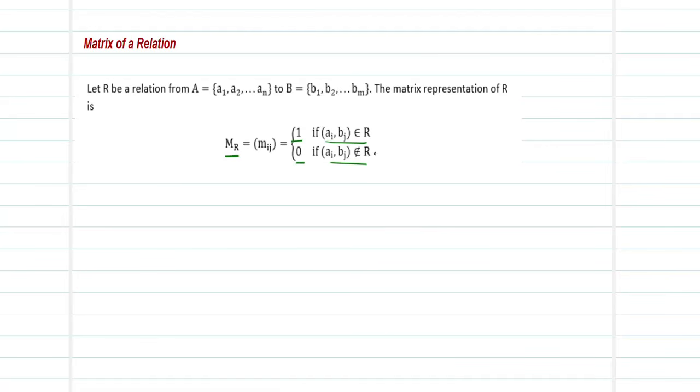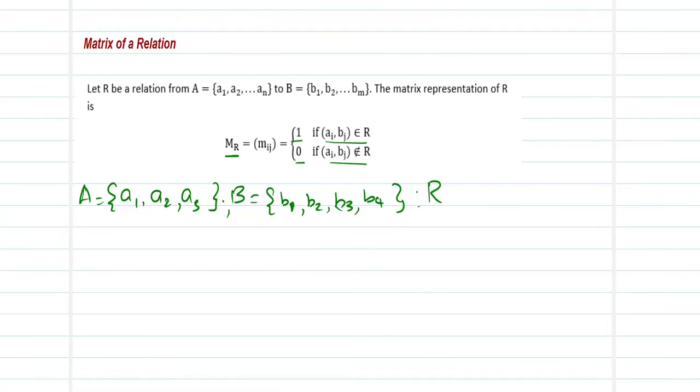Now, let us say, for example, A is the set that contains A1, A2, A3, and B is the set that comprises B1, B2, B3, and B4. Let R be the relation defined from A to B as (A1, B2), (A2, B3), (A3, B2), and (A3, B4).